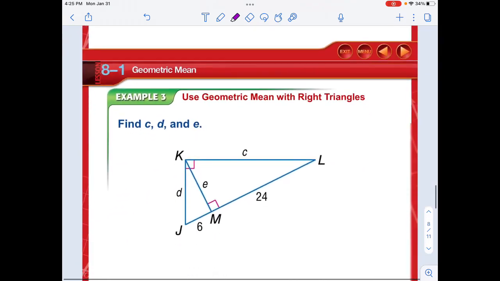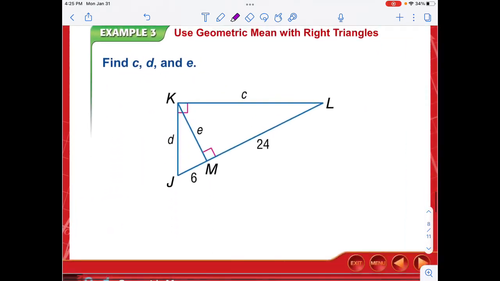Okay, so we're going to do these examples. We're going to find C, D, and E. I'm going to start by solving for E. It's the altitude. It's the one that's slightly different. We do know the altitude, though, is our repeated piece. Sometimes it's a variable, like it is in this case. Sometimes it's a number and you're trying to solve for something different.